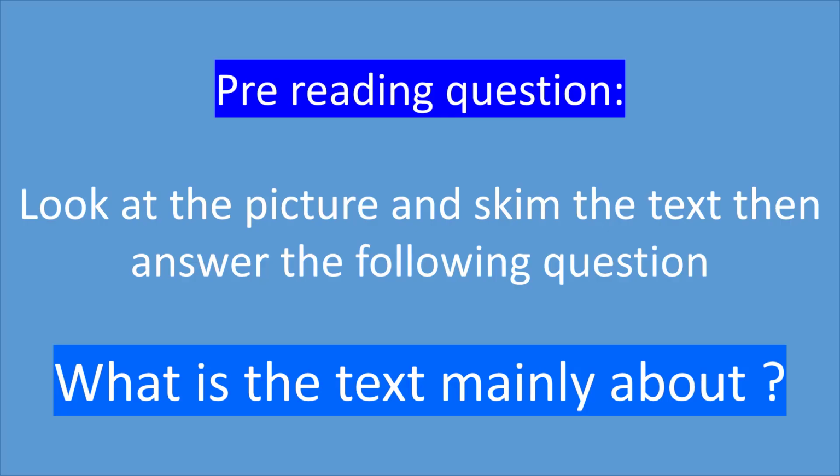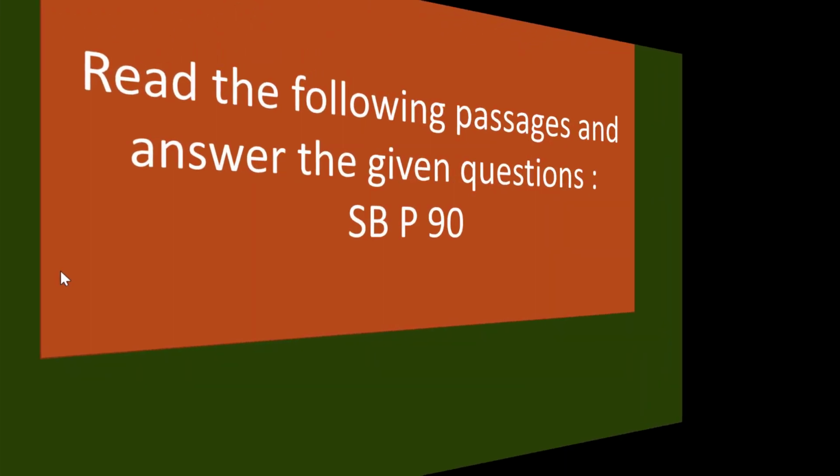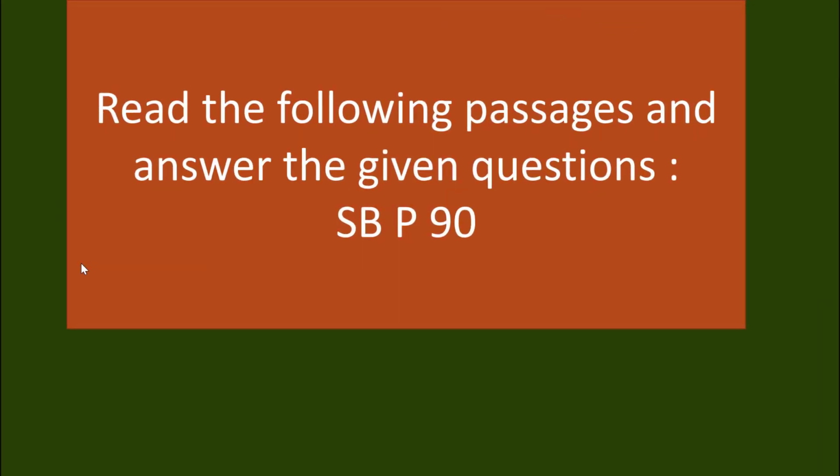Now, before we go to the reading question, I want you to look very fast to the text, skim it, to take out the general idea of the text. What is the text mainly about? Let's go to the text, student book, page number 90. Start reading or skimming the text quickly and try to answer yourself what is the text mainly about. وبعد ذلك أكمل معي حتى نقرأ النص.